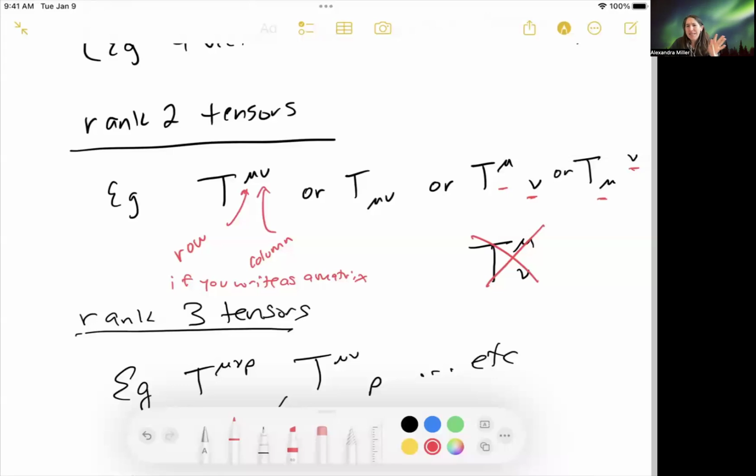All right, so that's the basics of index notation. So really, we're just writing objects with indices here.